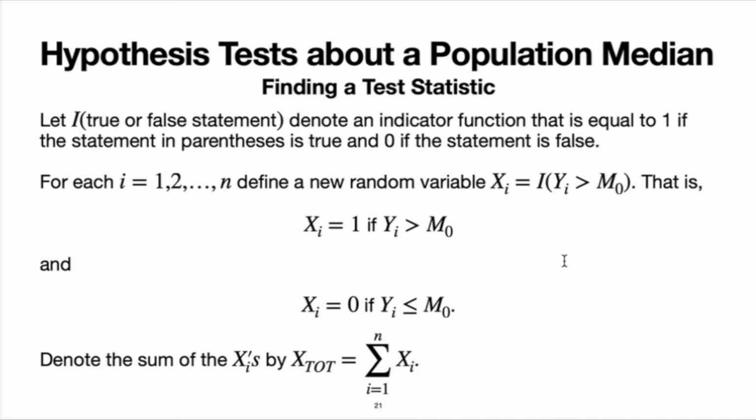Then we're going to add up the x sub i's, and we're going to call the sum of those x sub i's x sub tot. So x tot is the sum of the x's, and what that represents is the number of the y's that are strictly greater than the hypothesized value cap M sub 0. And so what we're doing here, as you can see in the title of the slide, for this hypothesis test, is coming up with a test statistic.